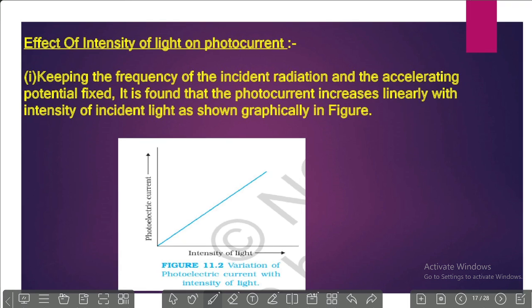So listen everyone, one topic we'll discuss here: the effect of intensity of light on photocurrent. So what is that basically?